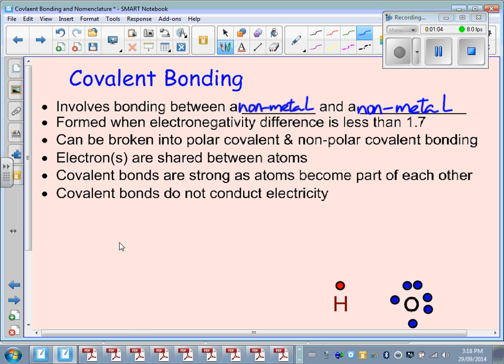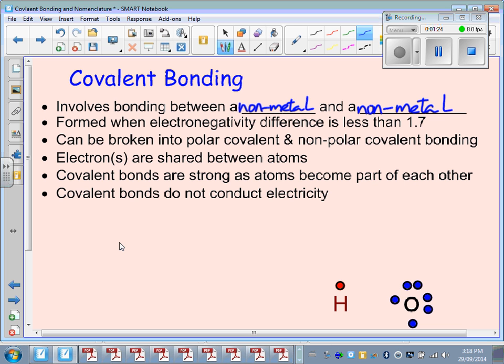It's also formed when the electronegativity difference is less than 1.7. We'll talk soon about what electronegativity difference is. It's a property that you'll find on the periodic table. Covalent bonds can also be broken down into two different categories, polar and non-polar.